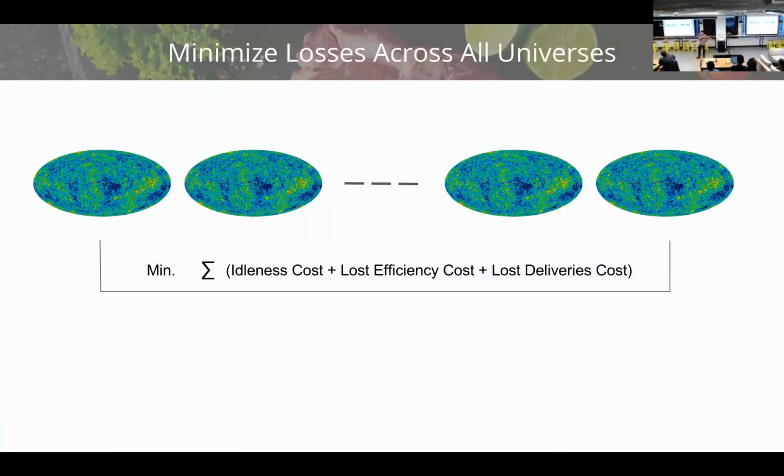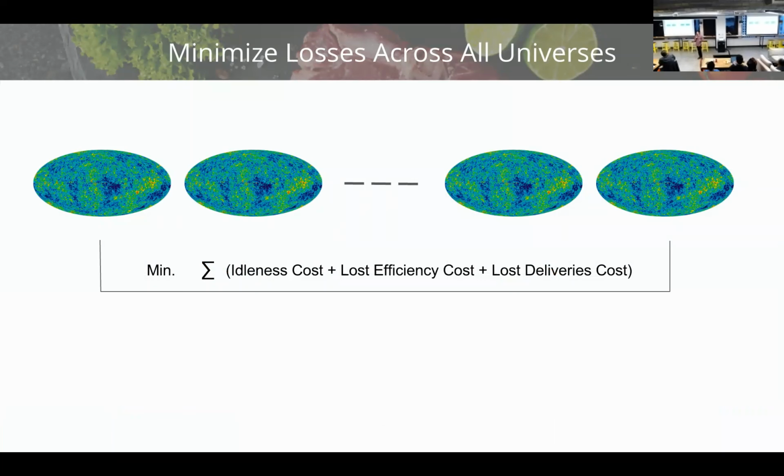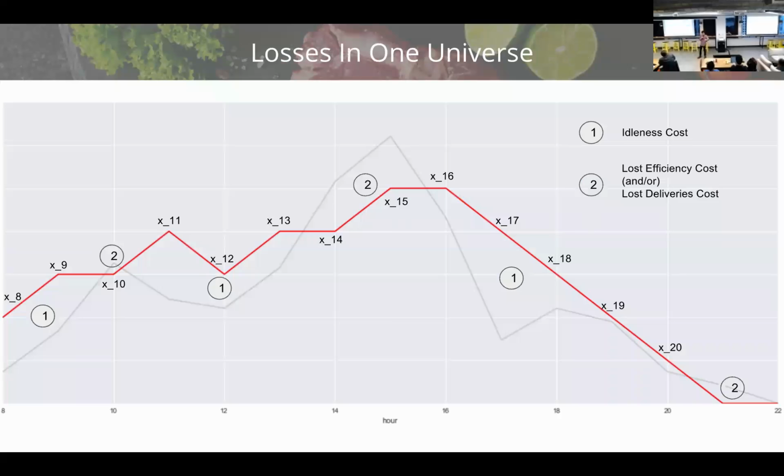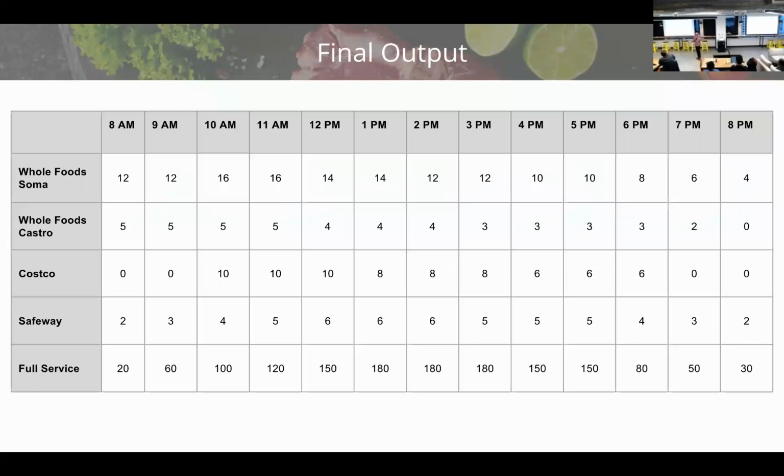And all these universes have losses like this, and we have to minimize all these losses across all the different universes. So you can create an integer programming formulation where your variables are these x8, x9, and so on, and you have objectives, which are basically the cost functions, and you minimize the objectives across all the universes and try to figure out what the variables should be. I'm not presenting any of the formulation details here, but you can imagine that it works, and it finally produces something like this, where for each store and for the full service shoppers, we finally get an output of how many shoppers we need. And that's it.